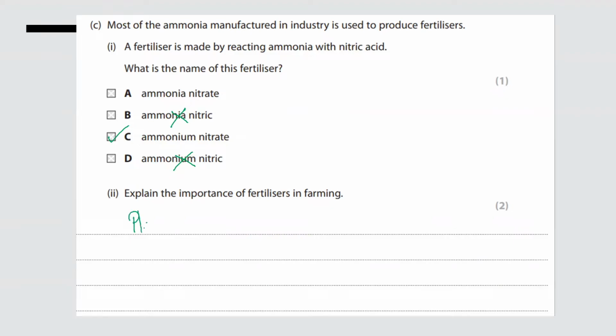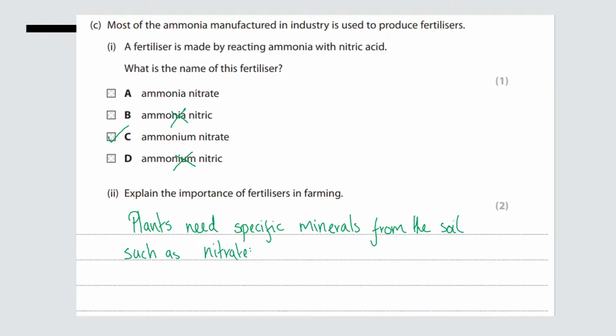So plants need specific minerals. So it's minerals from the soil, remember? Minerals from the soil, such as nitrates, like we see here. Another one for photosynthesis, magnesium, you might know. To grow. So nitrates are for proteins, and magnesium for photosynthesis.